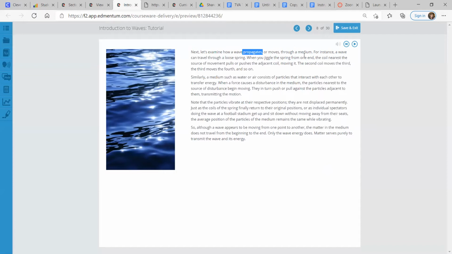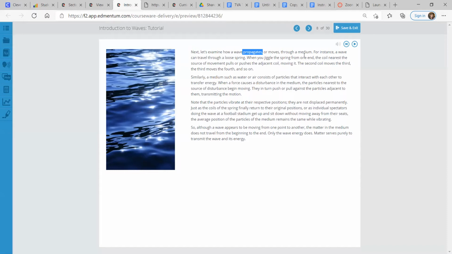So in a very similar way, a medium such as water or air consists of particles that interact with each other to transfer energy. When a force causes a disturbance in the medium, the particles nearest to the source of disturbance begin moving. And then in turn, they push or pull against other particles right next to them or adjacent to them. And that transmits the motion.